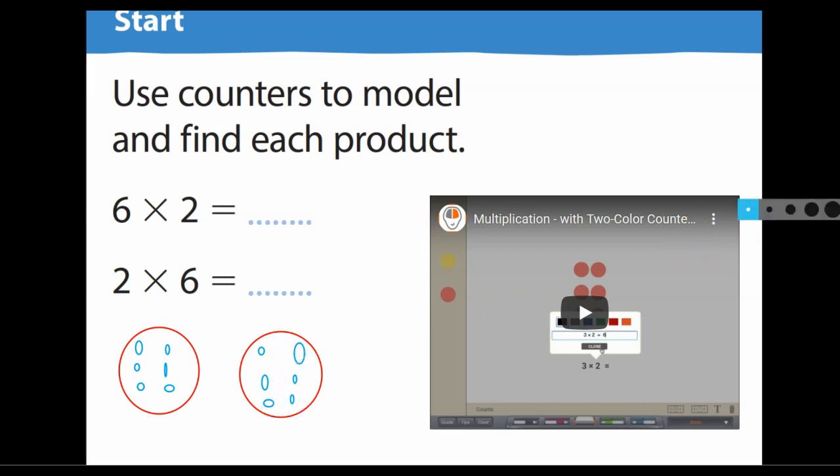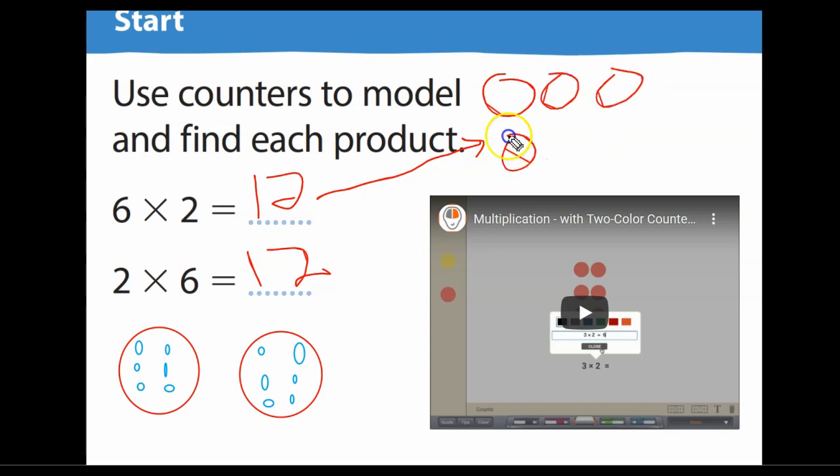Okay. So what's the total? 12. I just have to count all of them. Okay. So 2 times 6 is 12. The factors are the same as 6 times 2. So what's 6 times 2? 12. It's just that this multiplication fact, okay, has 6 groups with 2 each. That's the only difference. Okay?